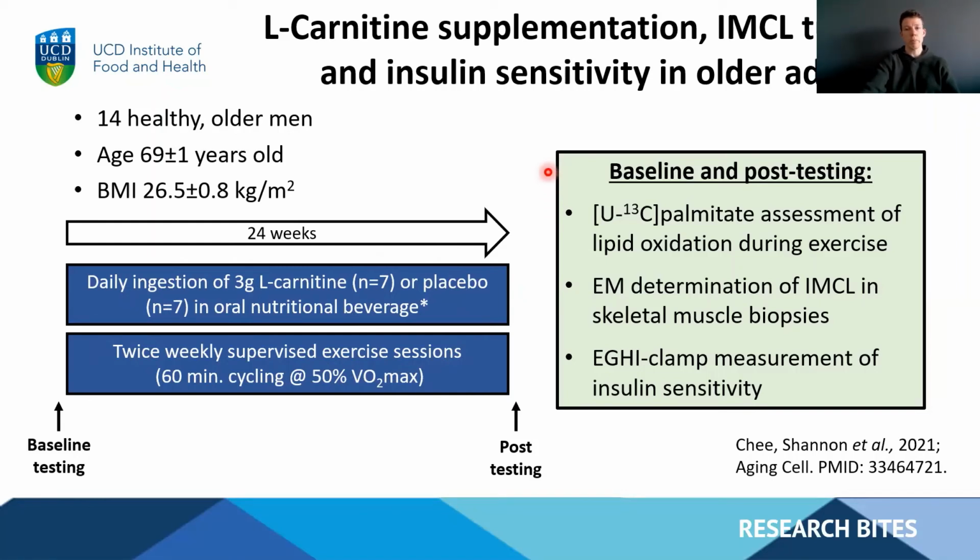And then at baseline and post-testing, we completed these metabolic studies where the volunteers were infused with a stably labeled palmitate tracer to monitor plasma fatty acid oxidation. They also had this combined with indirect calorimetry to measure whole body fatty acid oxidation. And then we measured the IMCL content in the muscle using electron microscopy, and we measured the insulin sensitivity with the gold standard measure, which is the euglycemic hyperinsulinemic clamp measurement.